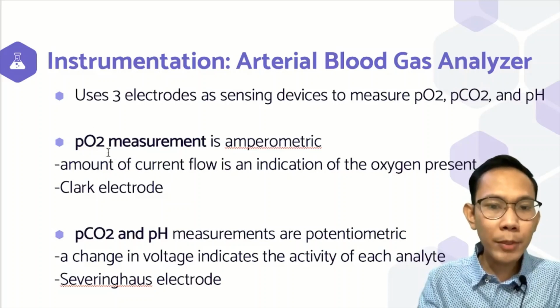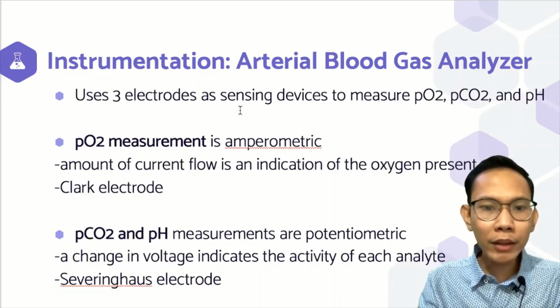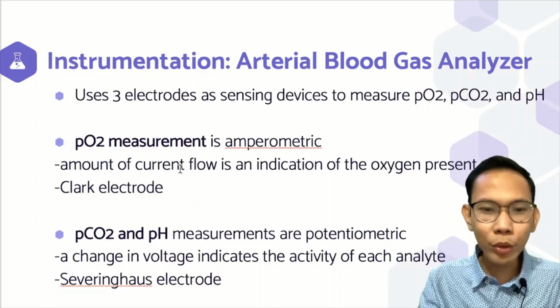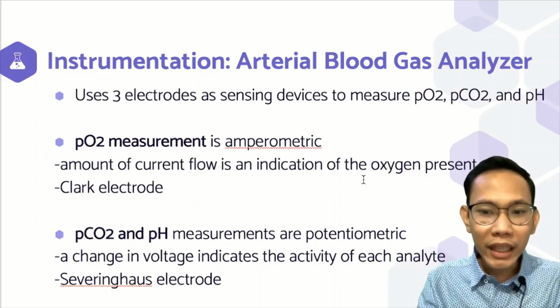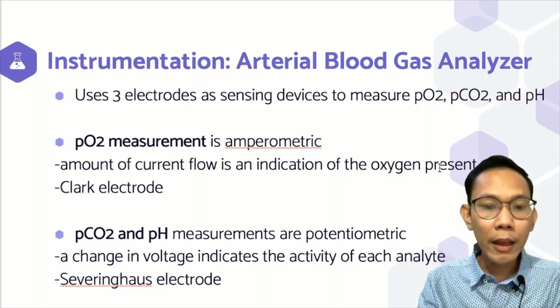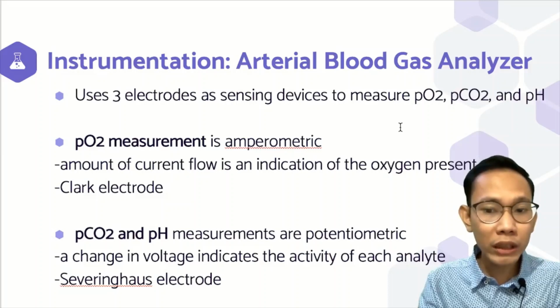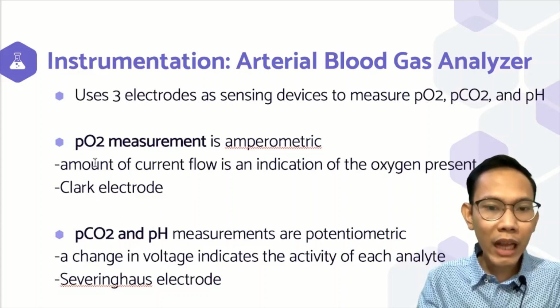In terms of the measurement of your partial pressure of your oxygen, it uses the principle of your amperometric. Pag amperometric, you are talking about the amount of current flow. Pag ampero, current, mo gina imong ginapangita. The amount of current flow, an indication of the oxygen is actually present. So in short, measurement of the electric current flowing under an applied potential difference between 2 electrodes in a solution. Then, ang tawag sa electrode nito is your Clark electrode.